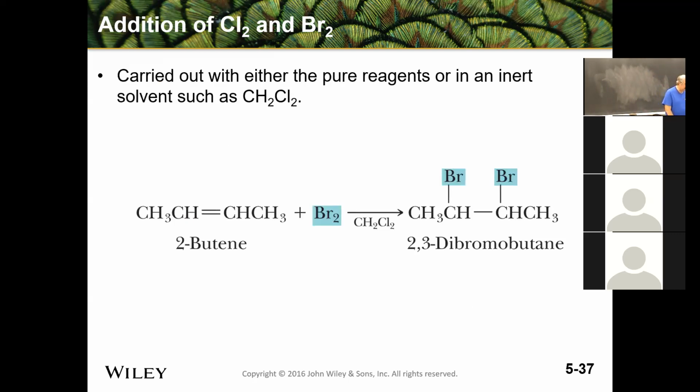Next we're going to look at addition of chlorine and bromine. This can be carried out either in pure reagents or in an inert solvent such as dichloromethane, also called methylene chloride. So bromine adds to the double bond, and we get, in this case, 2,3-dibromobutane. There's no double bond in the product.